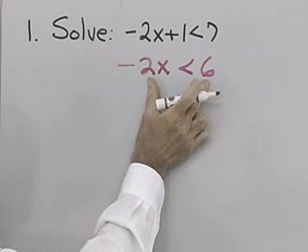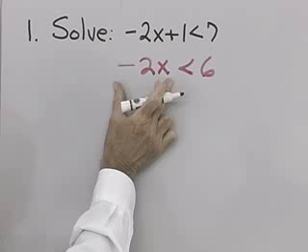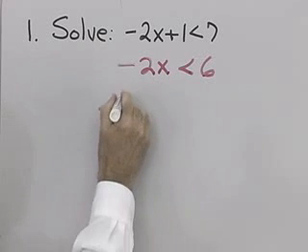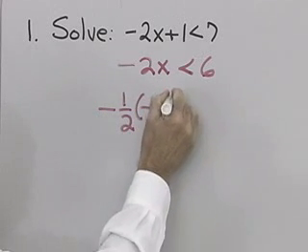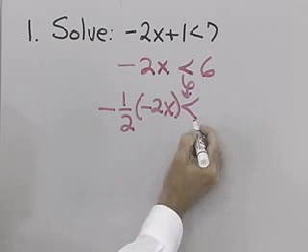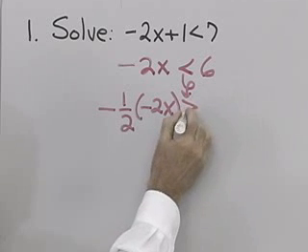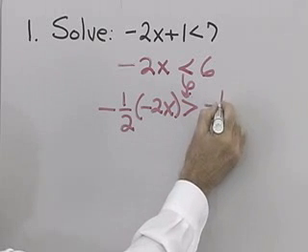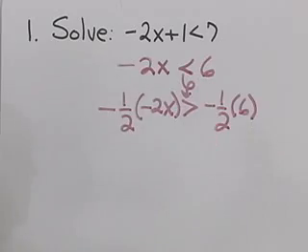Now at this point, I want to multiply both sides by a negative 1/2, so I have just x left on the left side. So I'll do that, negative 1/2 times negative 2x, and at the same time I do that, I want to reverse the direction of the inequality symbol. Whoops. So now it's going to point to the right instead of to the left. If I multiply one side by negative 1/2, I have to do the same thing to the other side.